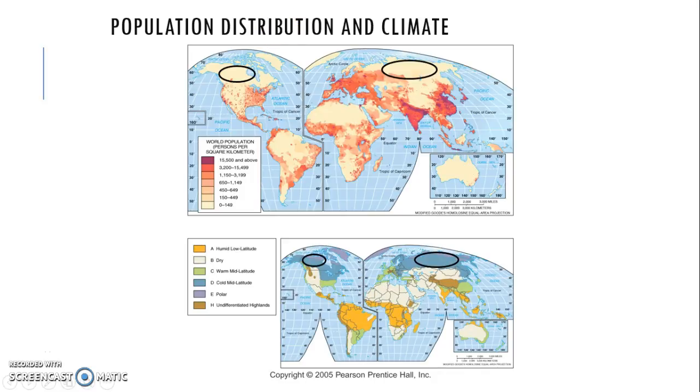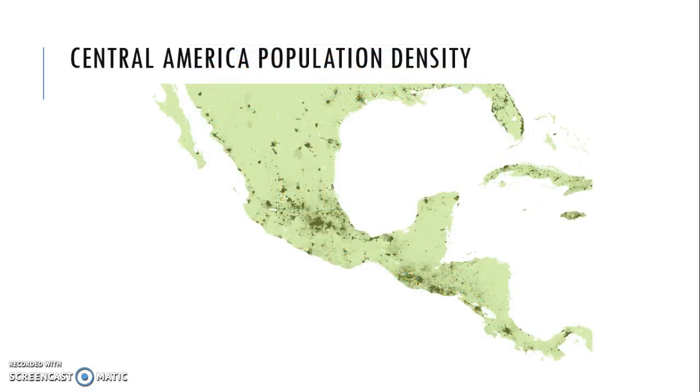Cold places, also low population density, and very wet places, like the Amazon or the Central African rainforest. Very wet places also tend to have low population densities. Not very good, because these are places that are not very good for agriculture. Okay, let me show you another example.